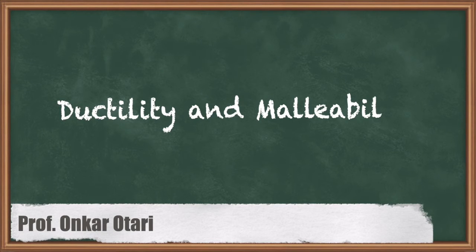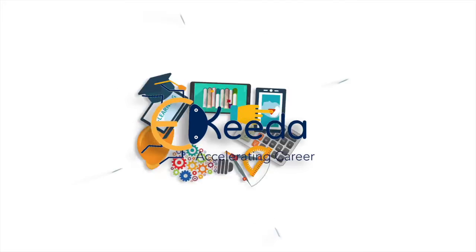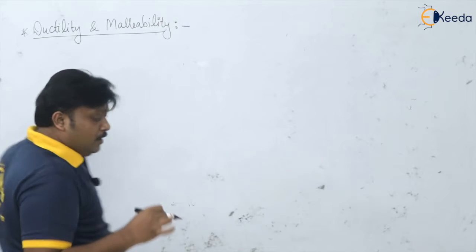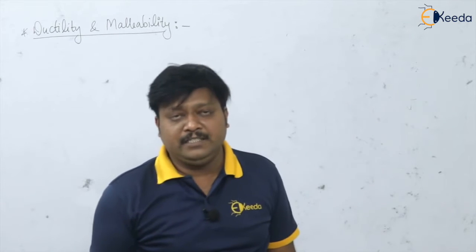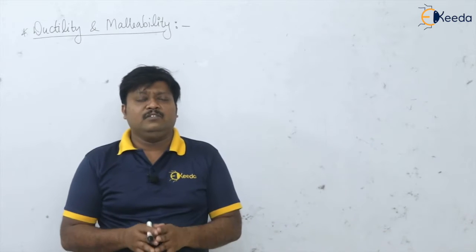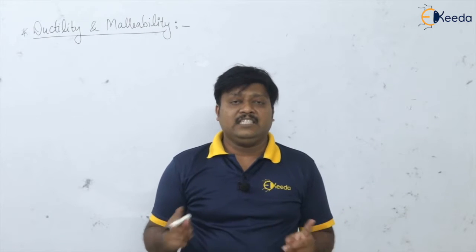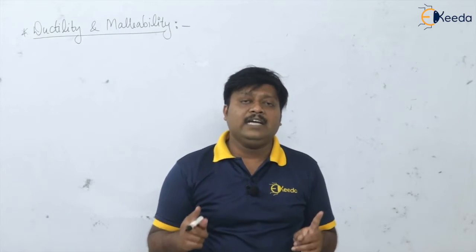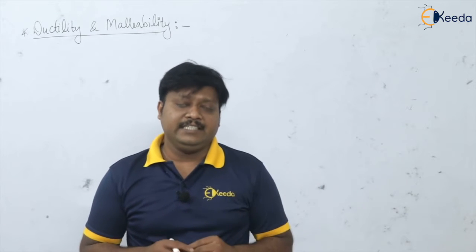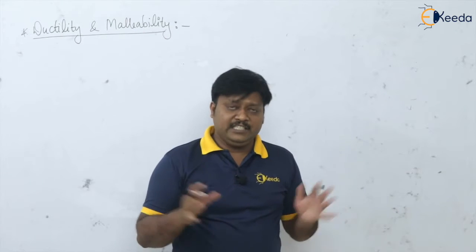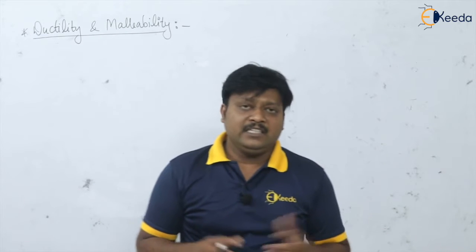Dear students, the next important properties of the material that we are going to see are ductility and malleability. So, what is meant by ductility and malleability? In general terms, ductility is nothing but the elongation, or drawing a wire from the given material. Whereas malleability is nothing but making a sheet from the given material, isn't it?